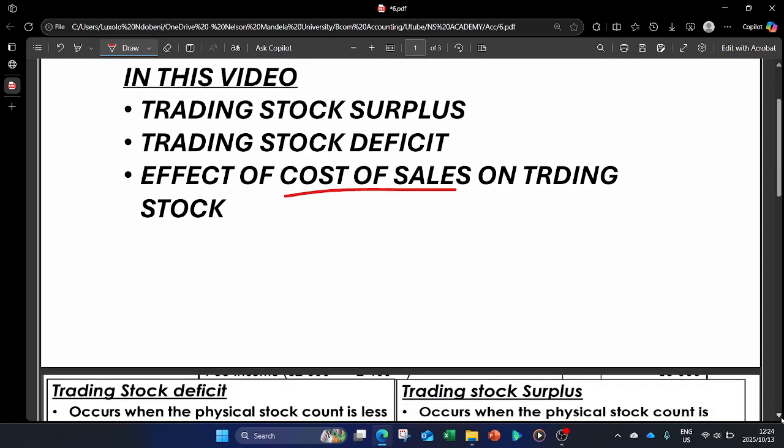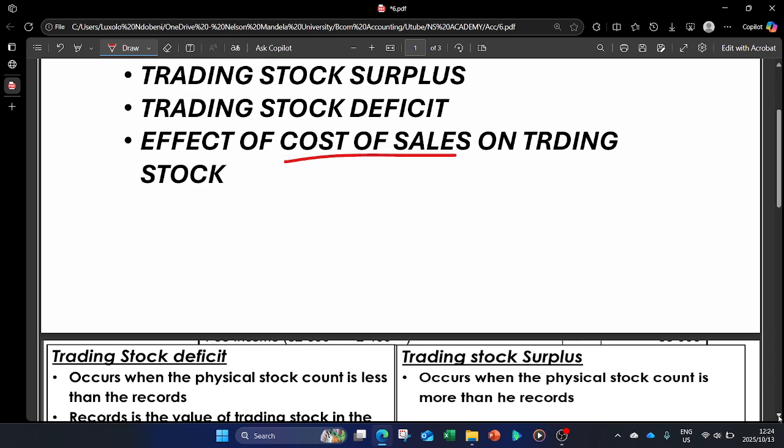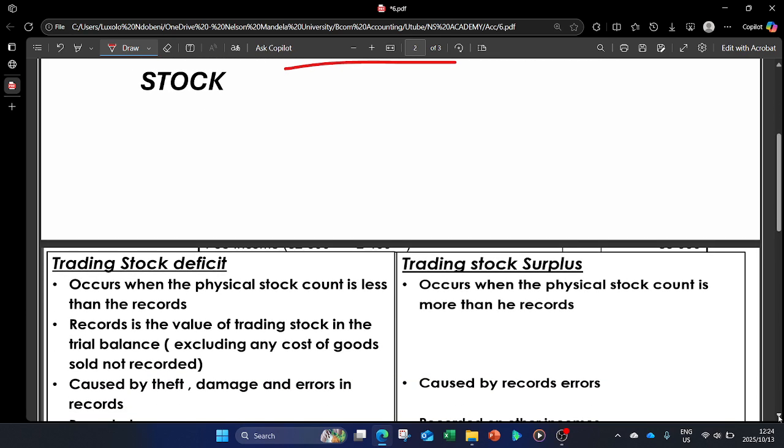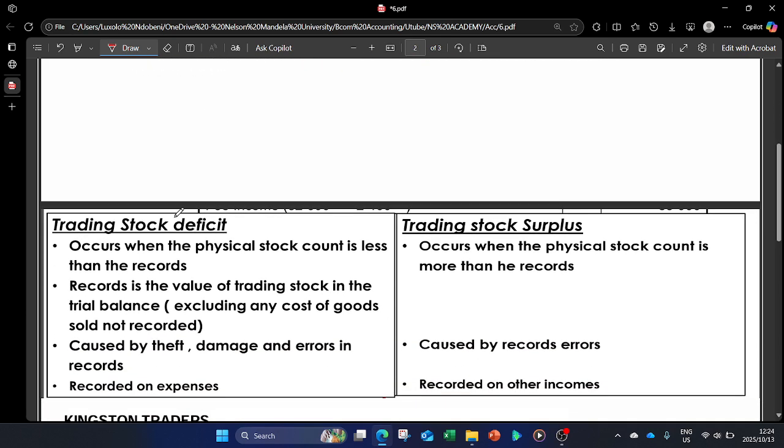We'll also be using an exam question to illustrate this difference. So firstly, there is a trading stock deficit and there's a trading stock surplus. A trading stock deficit occurs when the physical count is less than the records. The physical stock count is when, at the end of the year, we appoint one of the warehouse persons or the storeman to count the inventory left and calculate the value of that inventory so that it will be compared with the records.